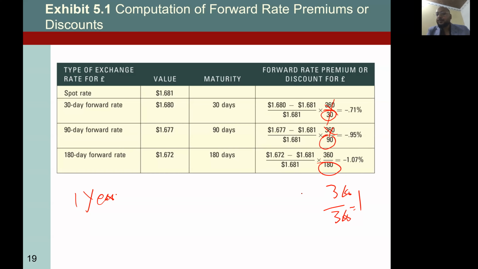All right. So be very careful regarding finding out the premium or discount. If the answer is negative, this is called discount. If the answer is positive, this is called premium.